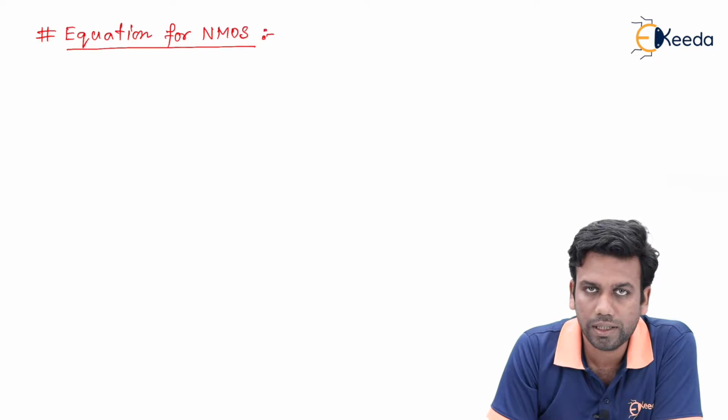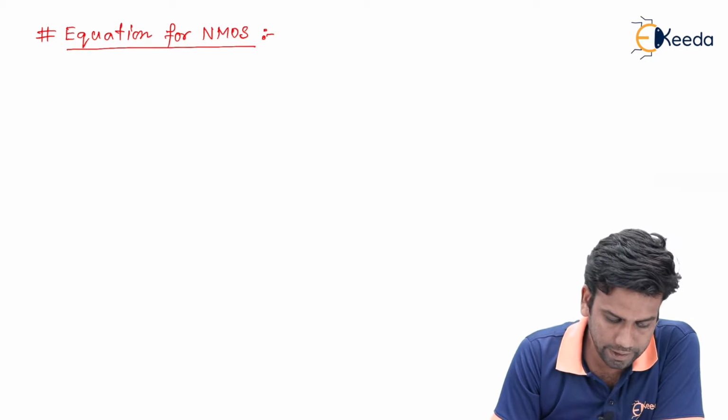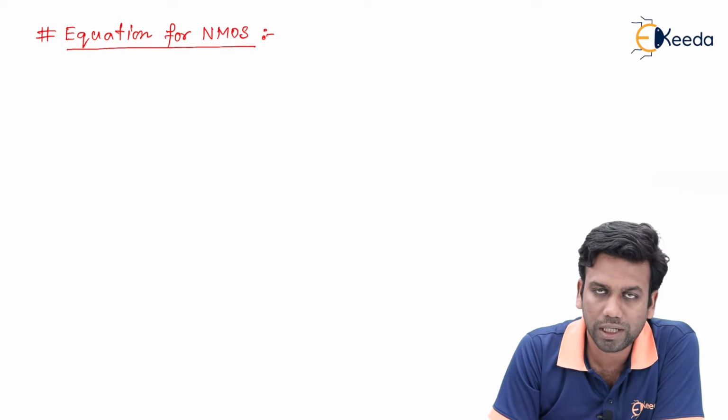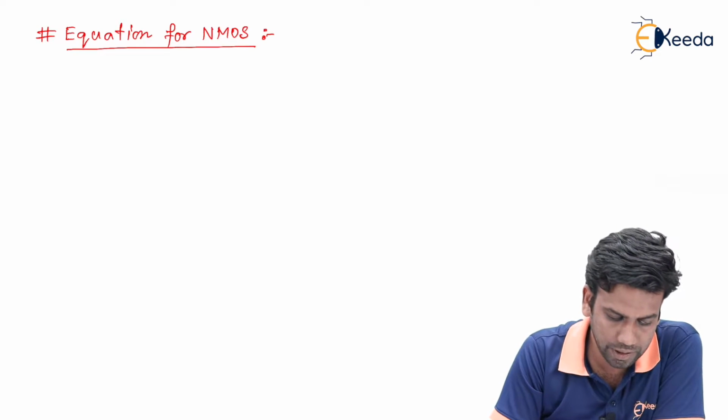The first one is the triode region, that is the ohmic region, where the drain current increases linearly with the drain to source voltage, and another one is the saturation region, where the drain current remains constant for the increase of VDS. In both cases the gate to source voltage is kept fixed. Now let us see what conditions should be achieved during the triode region.